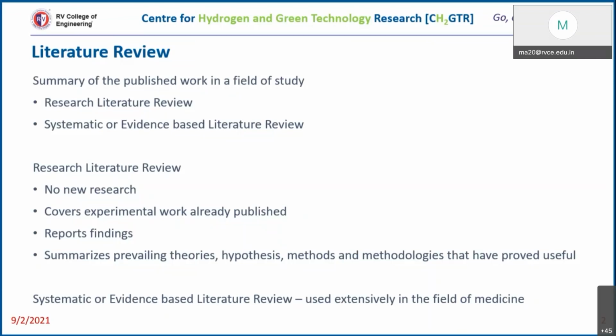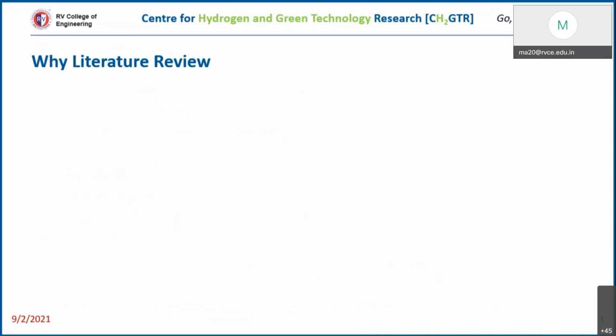Give me a minute. Okay. So when it comes to medicine, evidence is very important, and systematic methodology is also important. So they have developed their own way of doing literature review, which is covered in the systematic or evidence-based literature review. Now we are interested in the research literature review.